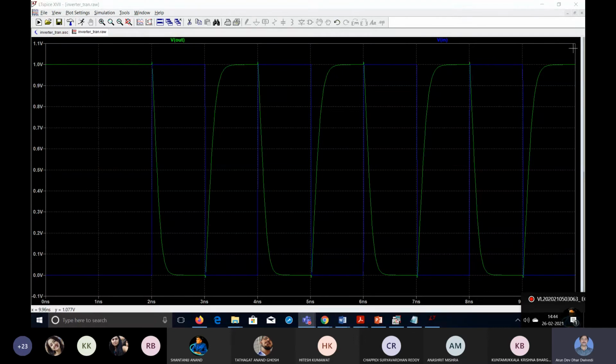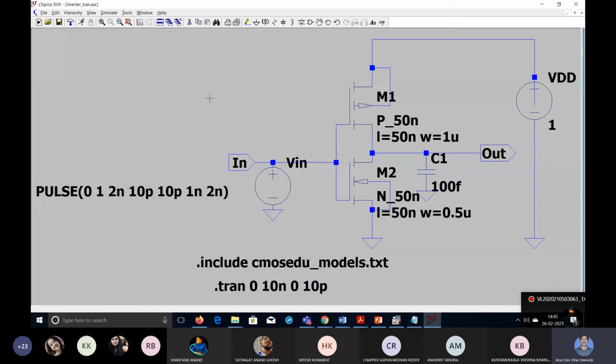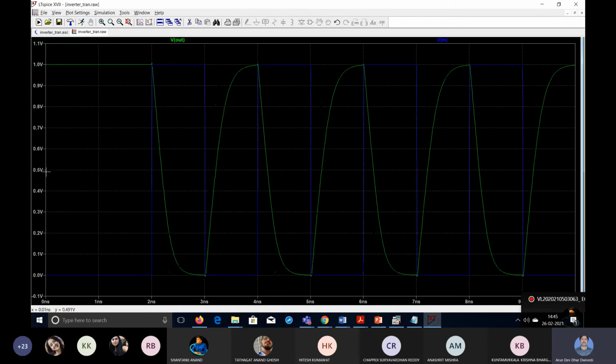If I want to compare, we can see here the level of deviation. If we increase the capacitance, suppose instead of 50 you make it 100 femto, then simulate. There is a significant difference we can see. At the 50% point there is a much bigger gap, and on the downside too. Previously less delay was there, now more delay, so the RC time constant is increased.